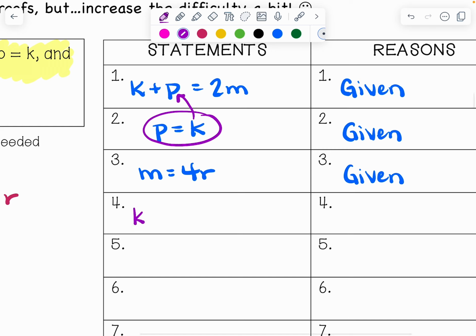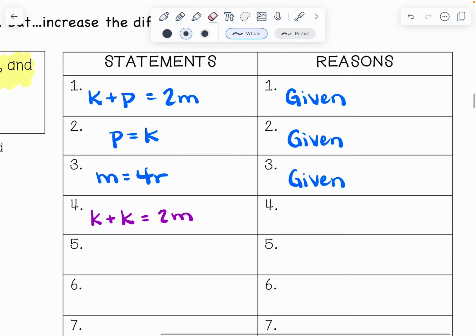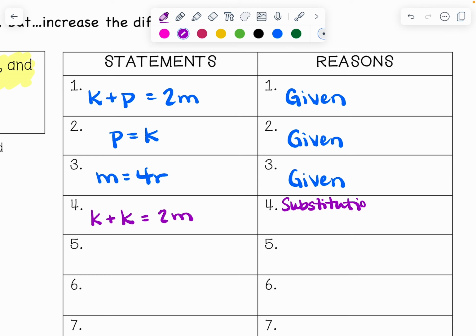So what I can do is on step 4, I can rewrite step 1, but I'm going to replace or substitute the P with a K. Now, don't add the K's together yet because that's 2 steps in 1. You have to do it one baby step at a time. Since I replaced the P with the K, that, of course, is the substitution property.